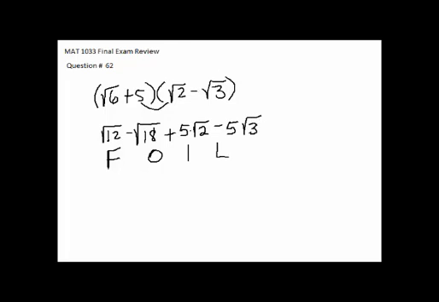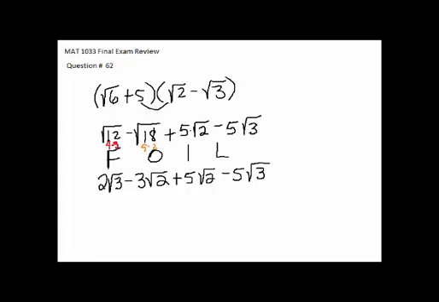Okay, now we need to see if there's a simpler form of these, and 12 actually has a perfect square factor of 4, and that's 4 times 3, which means this is 2 square root of 3, and then 18 is 9 times 2, which means that is minus 3 square root of 2. Then we've got plus 5 square root of 2, 2's prime, no perfect square factors, and then 5 times square root of 3, 3 is prime.